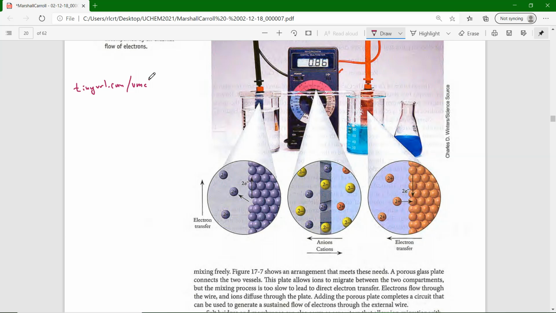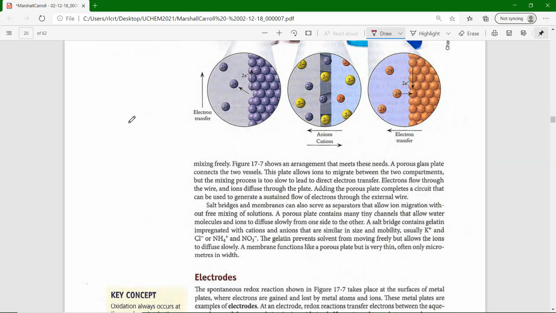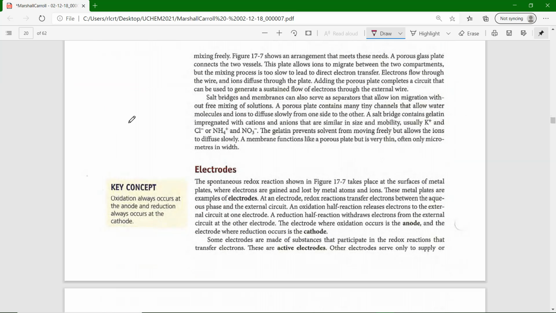tinyurl.com/vmchem, that's the grade 12 chem, and then go into unit 7 vids, or vids U7, or U7 vids, and there's a bunch of videos about redox, and they're good. So take a look at that if you want a fancy animation.